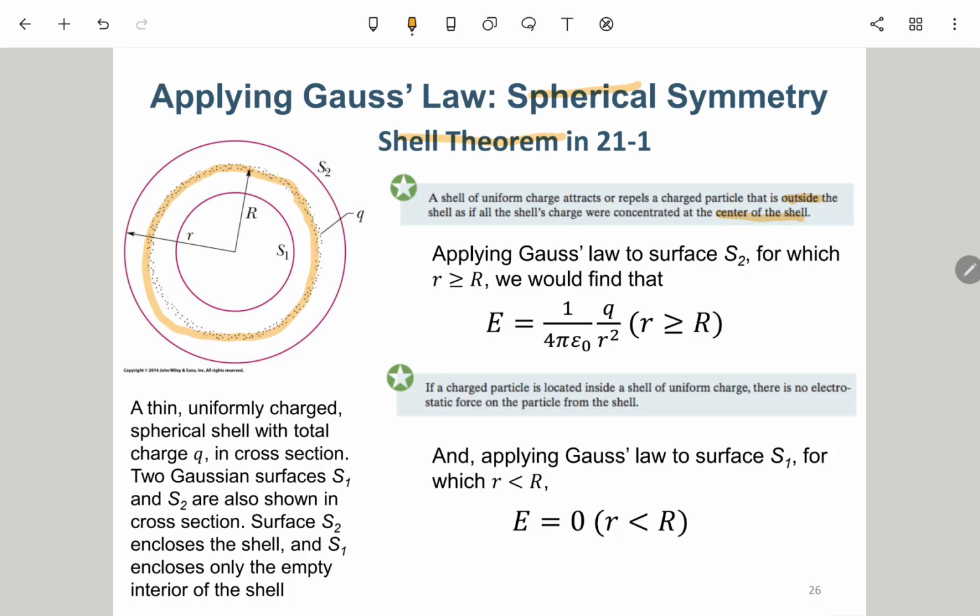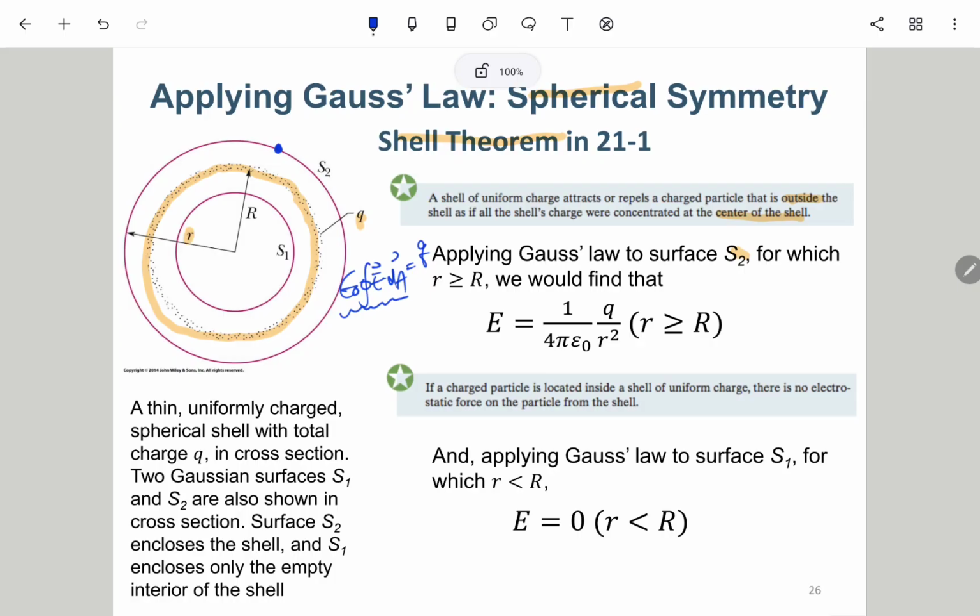So it actually means that if we consider any point outside, here we try to assume S2 as the Gaussian surface with a larger radius than the radius of the sphere. Applying Gauss's law for S2, we get epsilon naught integration of E dot dA equals Q enclosed, which is actually Q.